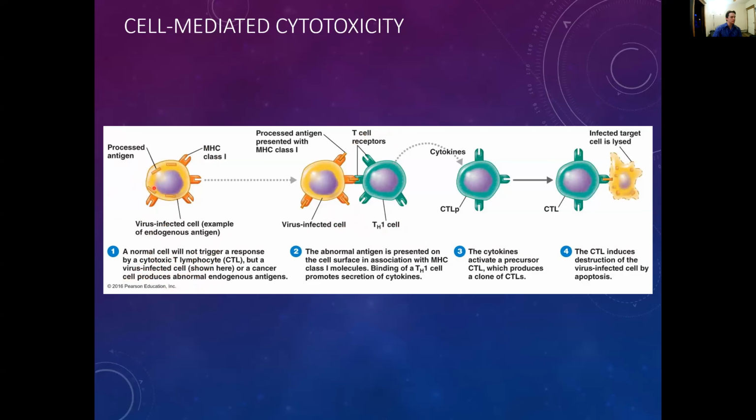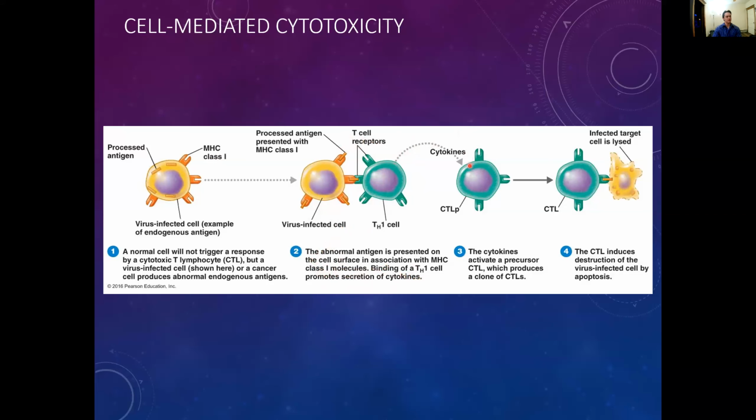That's these molecules over here. So without these molecules, the MHC1 will never have this form, so it wouldn't be recognized by the T helper cells. But once that is present, the abnormal antigen is presented on the cell surface, as is illustrated there, in association with the MHC class 1 molecule. And this will bind the T1 helper cell, which will promote the secretion of cytokines.